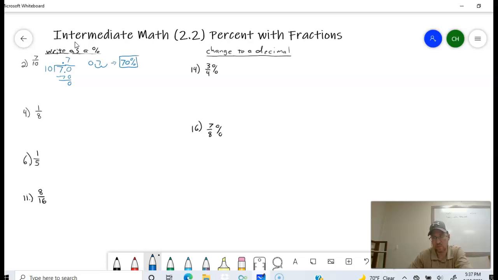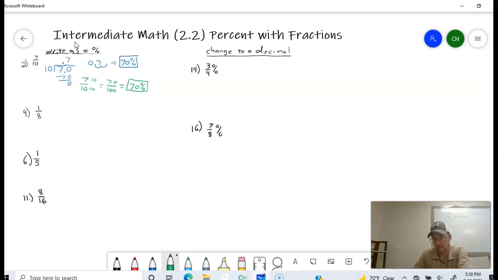But I want us to see on this one, it's kind of a special case here. 7/10. We learned that a percent is a part of 100, right? It's how many parts of 100. So if I can get this to look like something over 100, it's a lot easier because that gives me my percent. The denominator here is 10. So if I multiply that times 10, and I multiply the top by 10, I get 70/100. Anytime I have a fraction over 100, I know that the numerator is my percent.